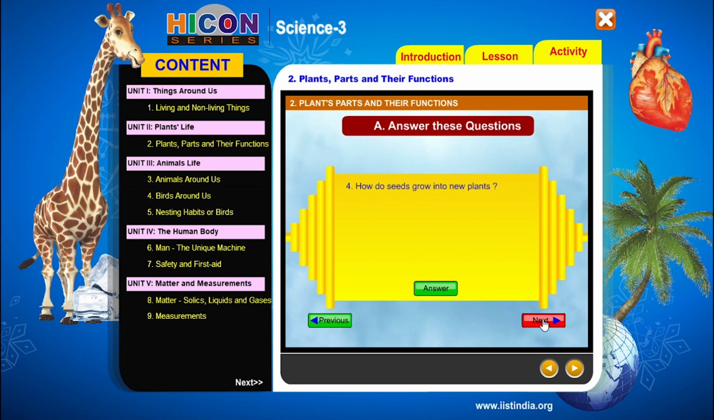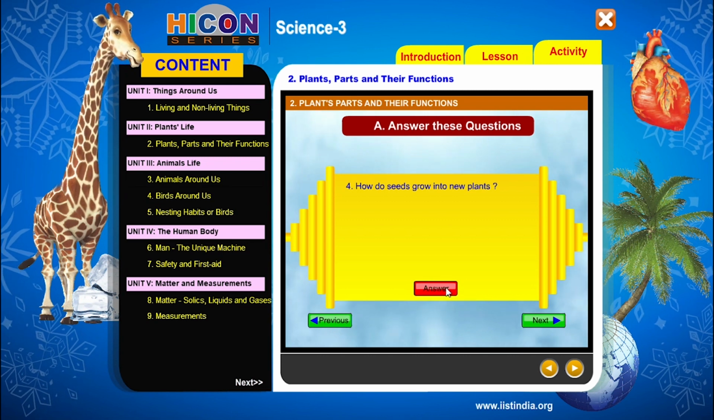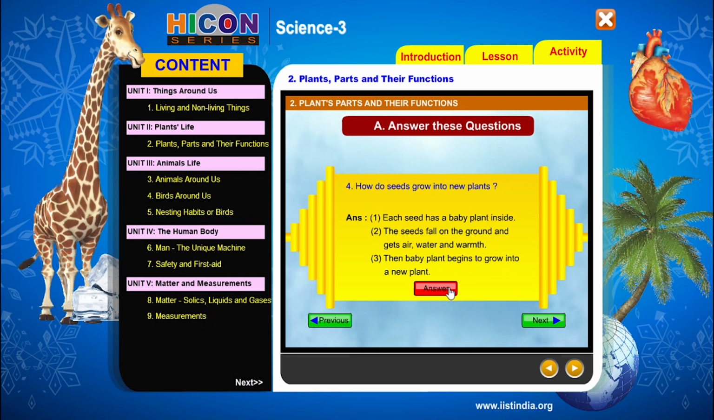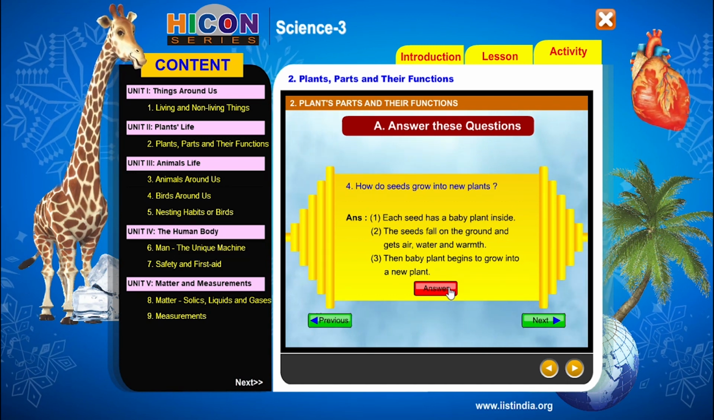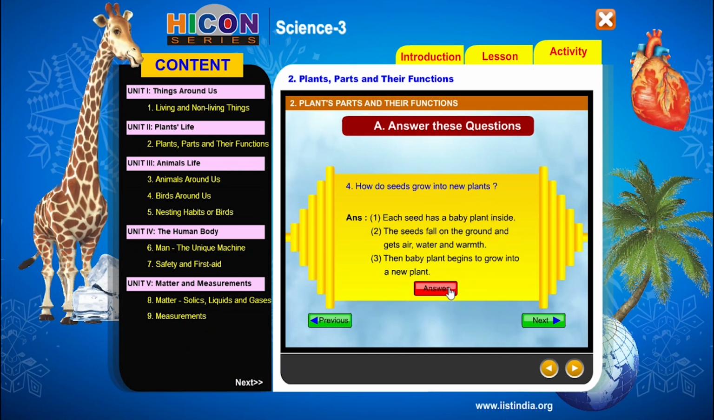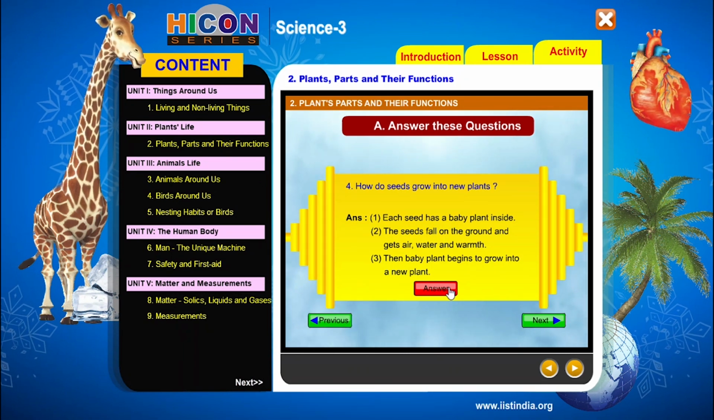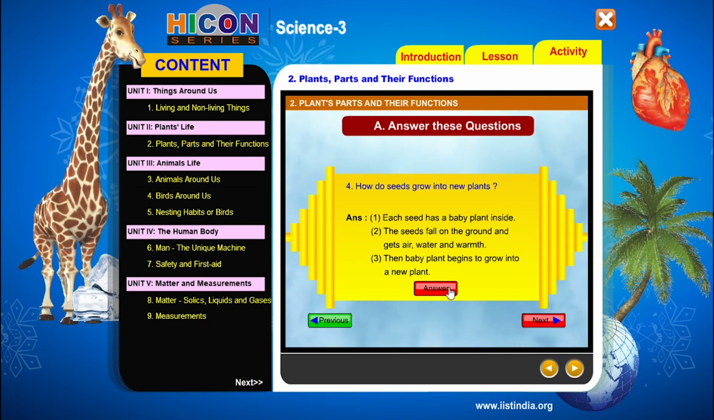Children, the fourth question is, how do seeds grow into new plants? Children, see the answer. The answer has mainly 3 points. The first point is each seed has a baby plant inside. And the second one is the seeds fall on the ground and get air, water and warmth. And the third point is then the baby plant begins to grow into a new plant. So children, these are the 3 steps.